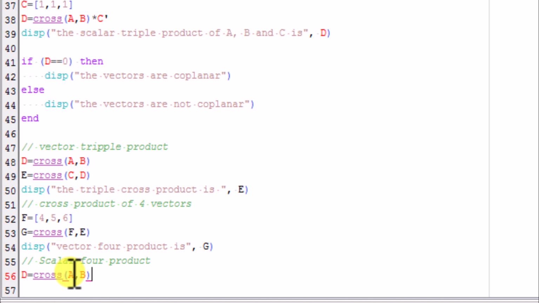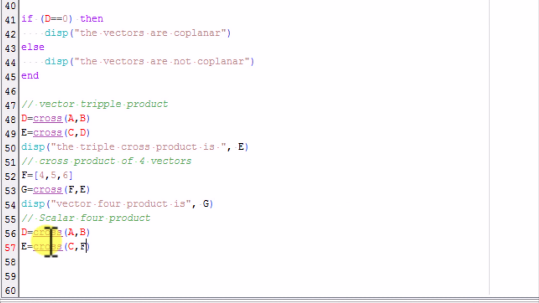Okay, now I will take the cross product of two vectors c and f. So I have taken the cross product between a and b, and the cross product between c and f. Now I will take the dot product. Again I will save it in another variable, I can save it in g. Previous values will be overwritten.